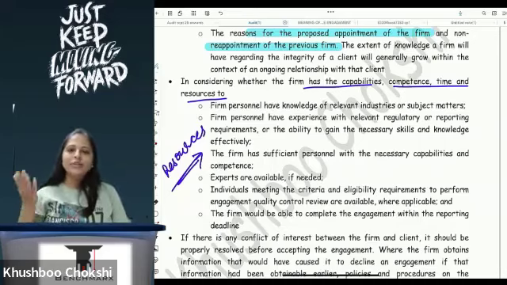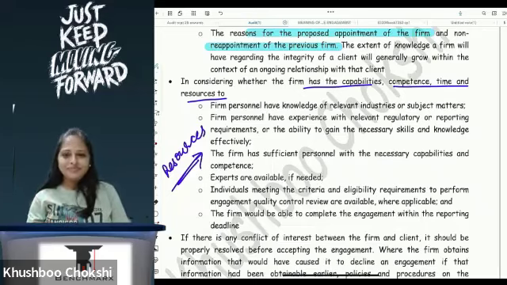So our value increased. Why increased? Because of the resources they need. Without resources, how are they going to perform that engagement? So when I am accepting any engagement, I have to ensure that I have the necessary resources who are capable enough to perform that particular engagement.